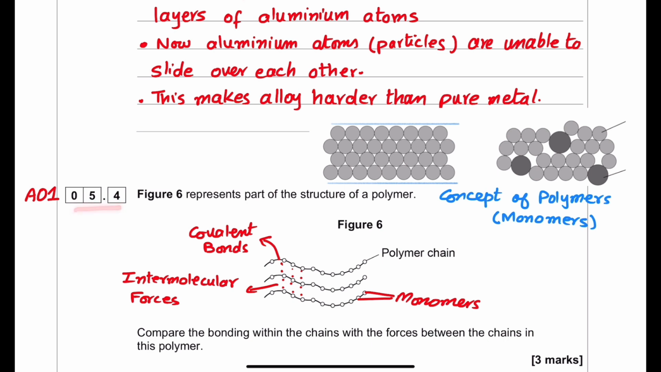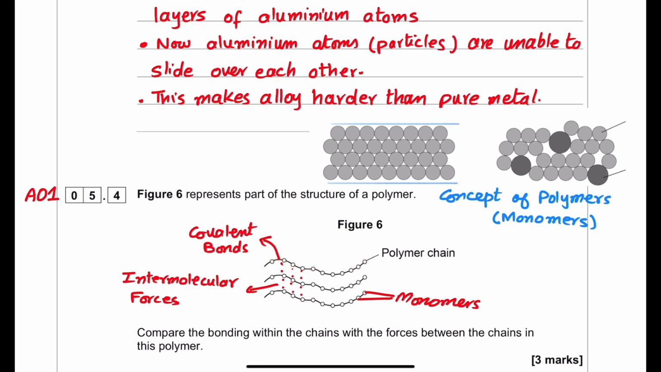5.4 is an A1 question. Figure number 6 represents part of the structure of a polymer. We can see the polymer chain is present. One chain is given here, second chain and third chain are given. Compare the bonding within the chain with the forces between the chains in the polymer. So this is one polymer.